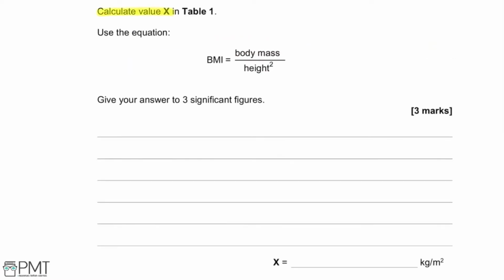Calculate value x in table 1. Use the equation BMI equals body mass over height squared. Give your answer to 3 significant figures, and this question is worth 3 marks.